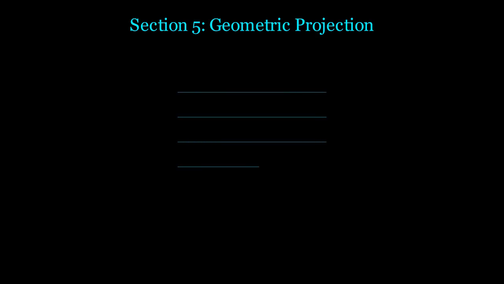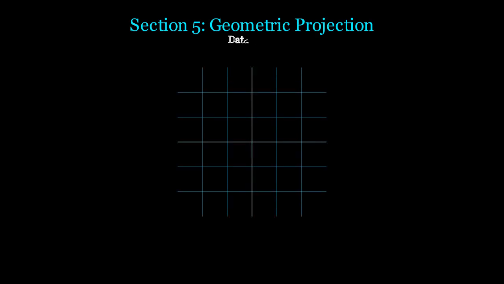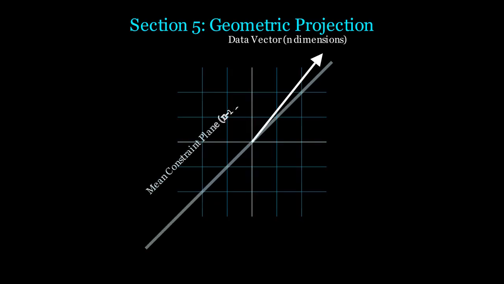Section 5. The geometric perspective. For the visual thinkers, imagine your data as a vector in n-dimensional space. In a sample of size n, the data lives in an n-dimensional volume. However, when we calculate the sample mean, we are projecting that data onto a specific hyperplane. The residuals, the differences between the data and the mean, actually live in a subspace with n-1 dimensions. You literally cannot move in n directions anymore. You are restricted to an n-1 dimensional flat surface.